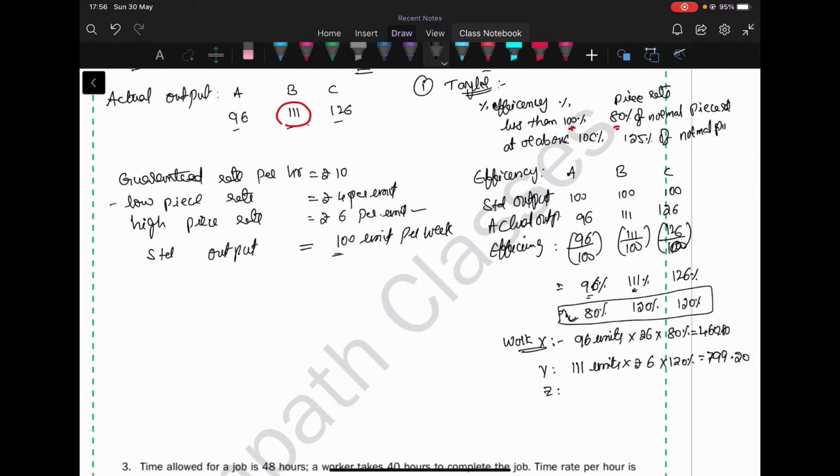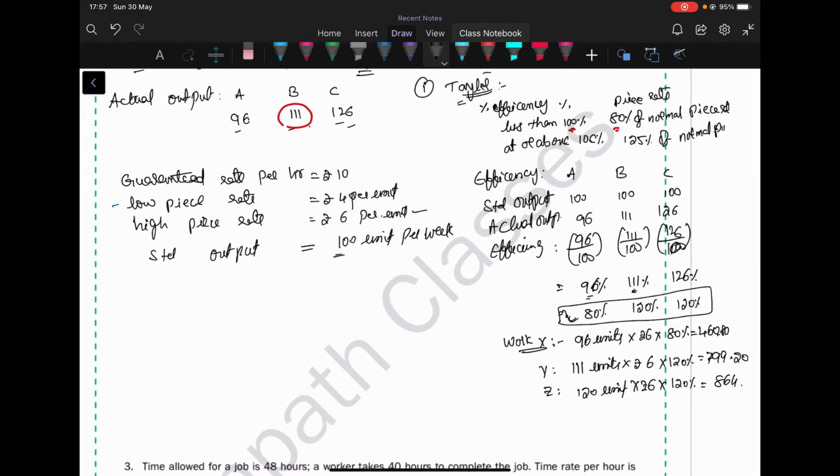And the third person, he produced 126 units. Per unit rate is 6 rupees, and his efficiency is more than 100%. So 120%: 126 units into 6 rupees into 120%, that is 864 rupees he will be getting paid as per Taylor's method. Getting my point? Now we will go to the next method.